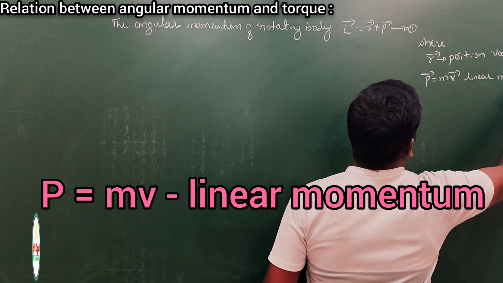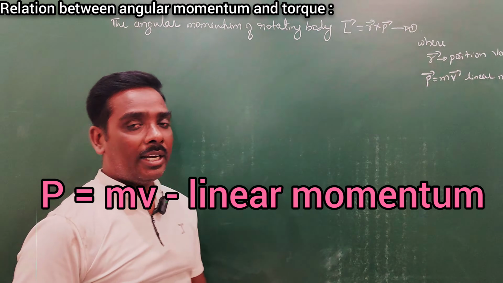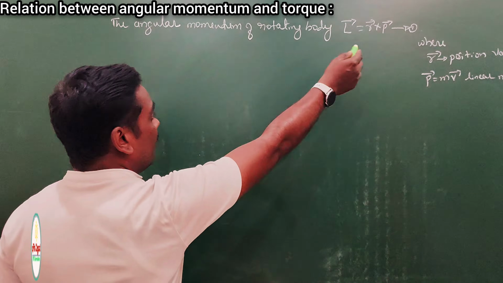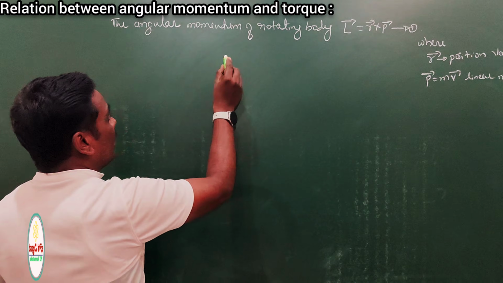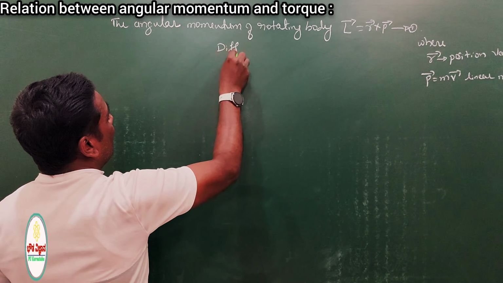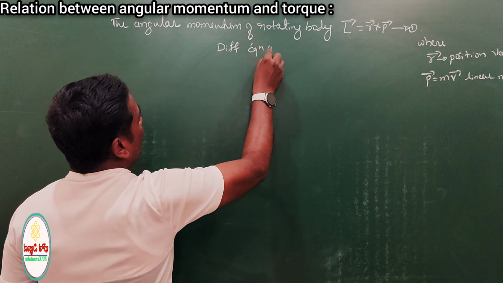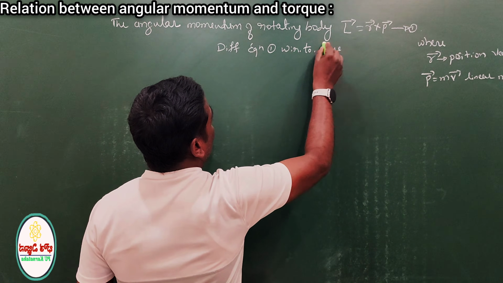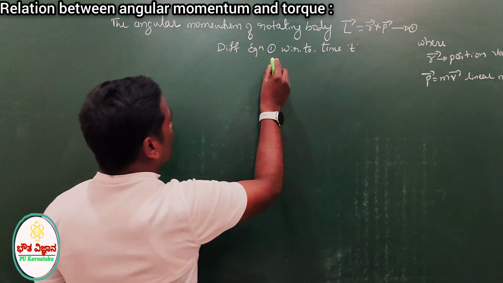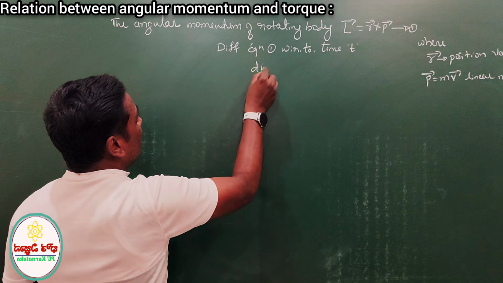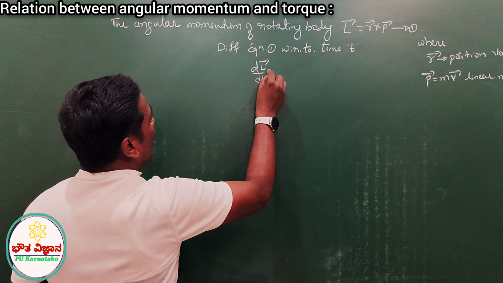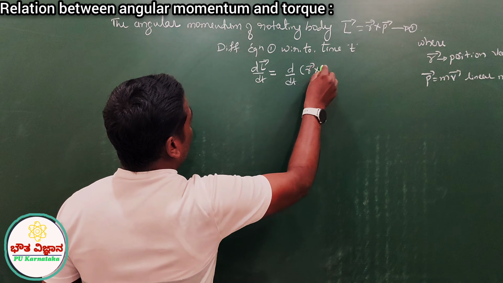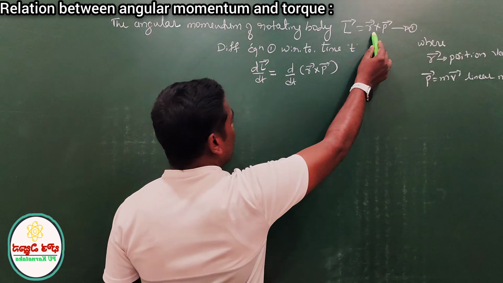Then, to calculate at what rate the angular momentum is changing, we differentiate equation 1 with respect to time t. Therefore the differentiation of L is dL by dt, which is equal to the derivative of r cross p.